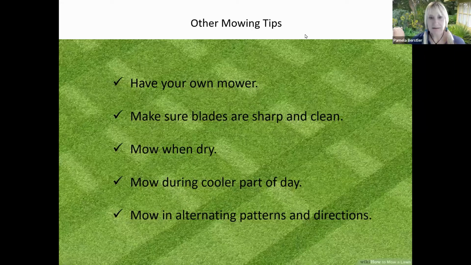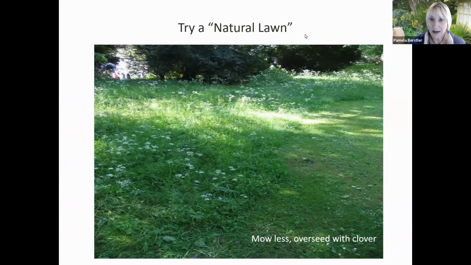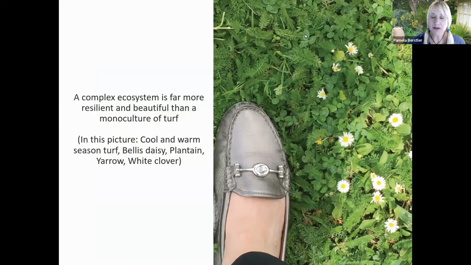Mowing tips: have your own mower. Make sure your blades are sharp. That's a really important one, actually, so that the cuts are clean. Mow it when it's dry and cooler, and leave the clippings on the soil, because that's nitrogen-rich organic matter that can feed the soil party. Try a natural lawn, which means overseeding with clover and other forbs, where you're basically creating a polyculture out of the lawn. And that complex ecosystem is far more resilient. It's more resilient to cold.